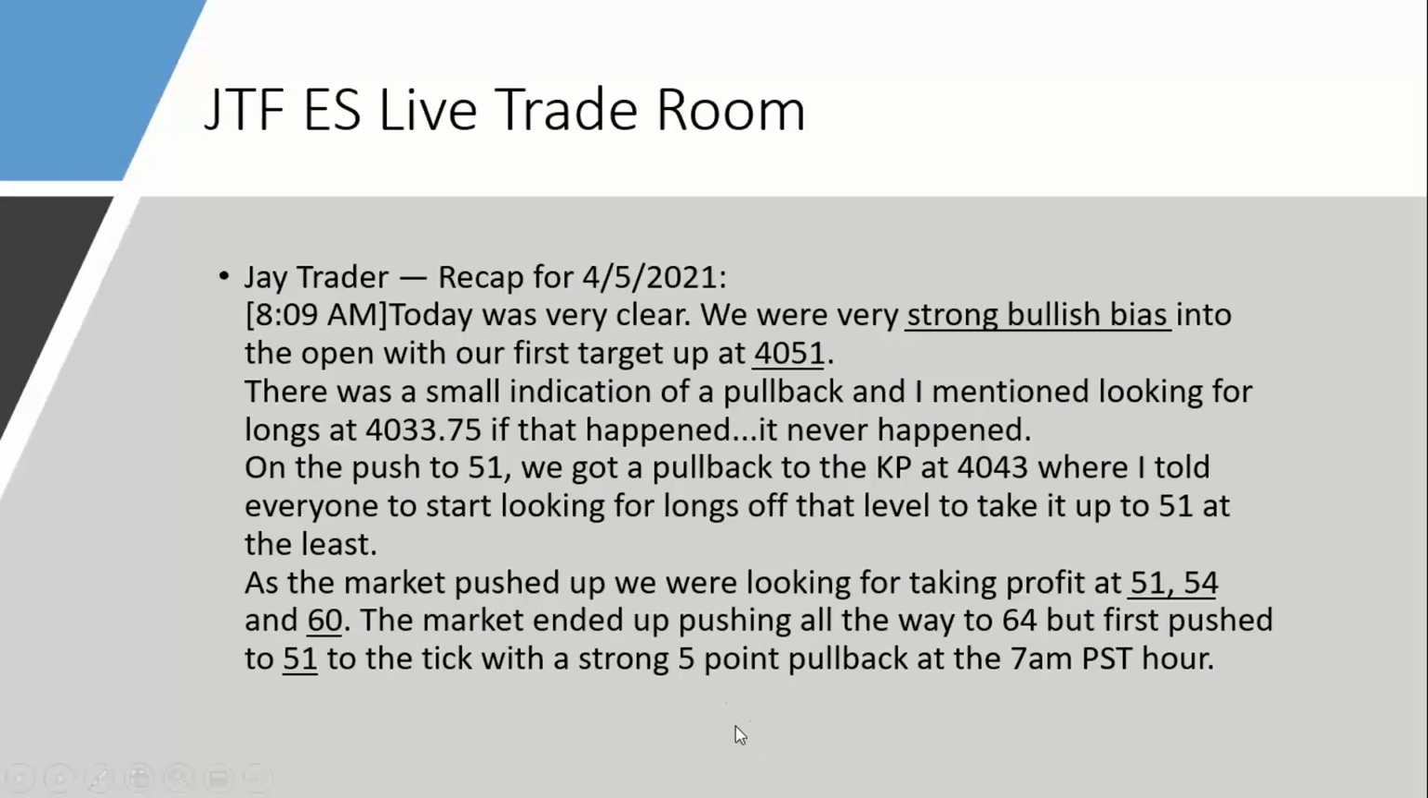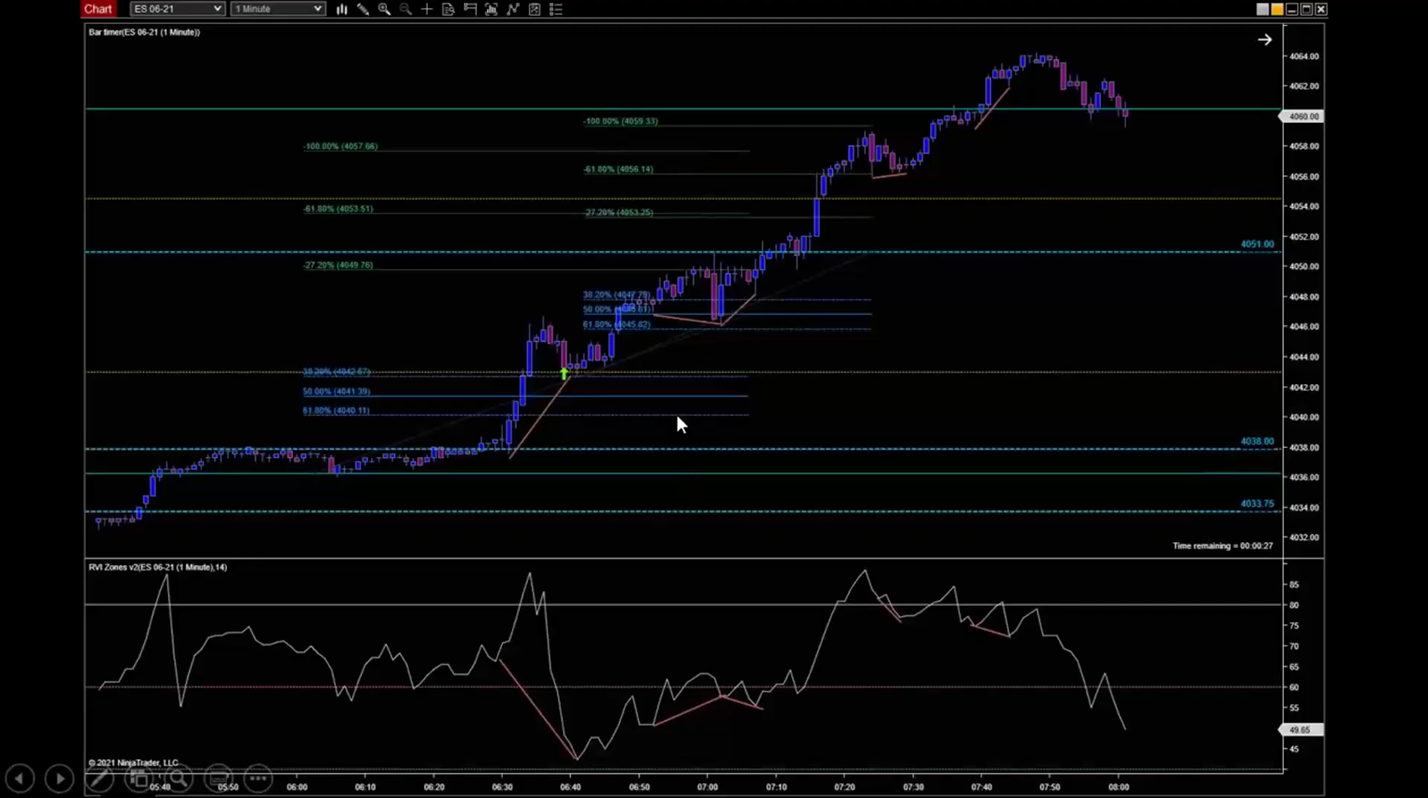The market pushed directly to 51 to the tick again, and then had this really violent 5-point pullback. I don't know if you guys remember on Monday, right around 7 a.m. Pacific, got right to 51, and then within a matter of literally a second or two, pulled back 5 points from that level. And so here's a picture again of that morning. There's the long off of the KP at 43. Here's 51 marked on the chart ahead of time. Market went right to it there and pulled back.